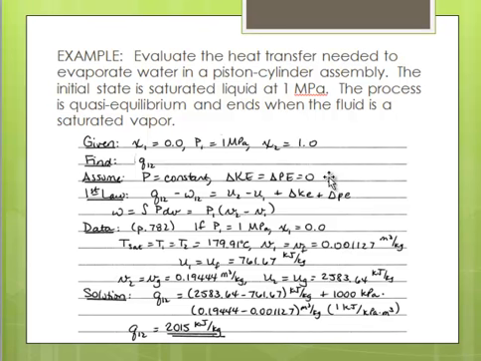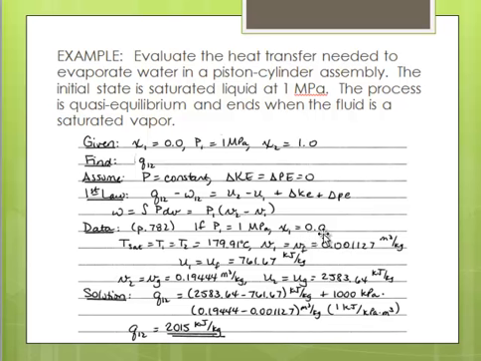They also said nothing about kinetic or potential energy, so I will assume that those are 0. If I write my first law, I get Q equals W plus delta U plus delta KE plus delta PE. These are 0. And the work said it's quasi-equilibrium, so the integral of P dV, if I've assumed pressure is constant, is P times delta V. So I need data.